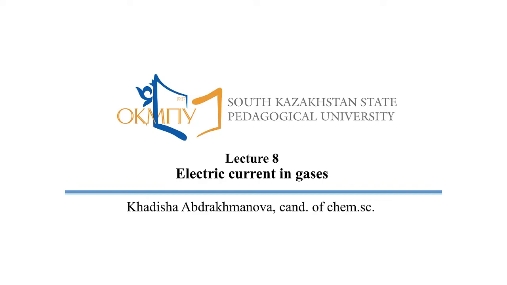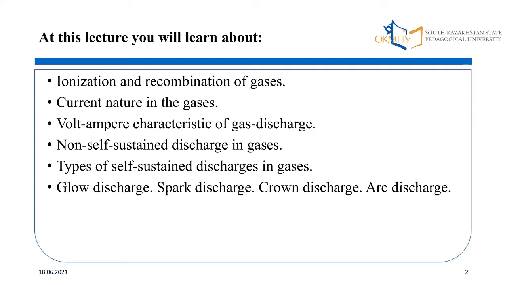The theme of our eighth lecture is electric current in gases. In this lecture, you will learn about ionization and recombination of gases, current nature in the gases, volt-ampere characteristic of gas discharge, non-self-sustained discharge in gases, types of self-sustained discharges in gases. And at last, we'll consider glow discharge, spark discharge, crown discharge, and the arc discharge. Crown discharge sometimes is called the corona discharge.